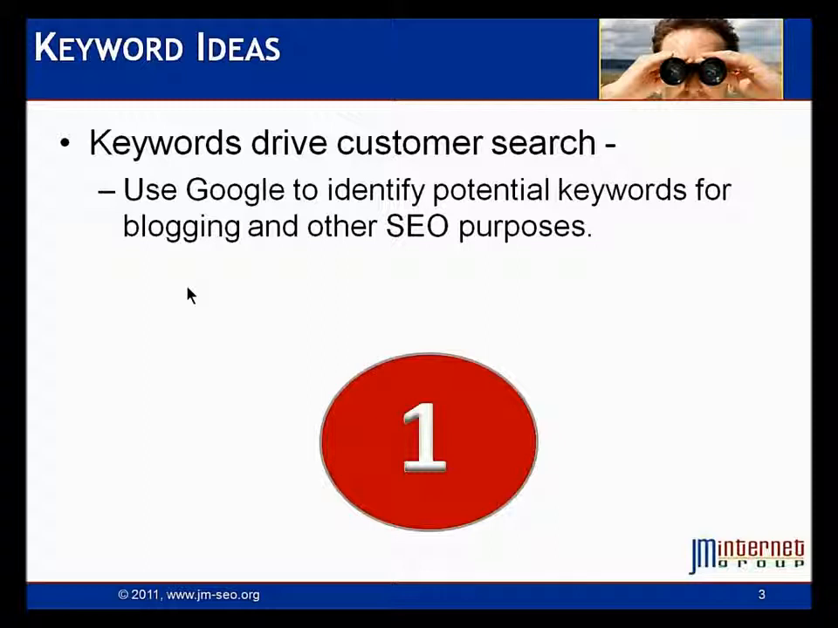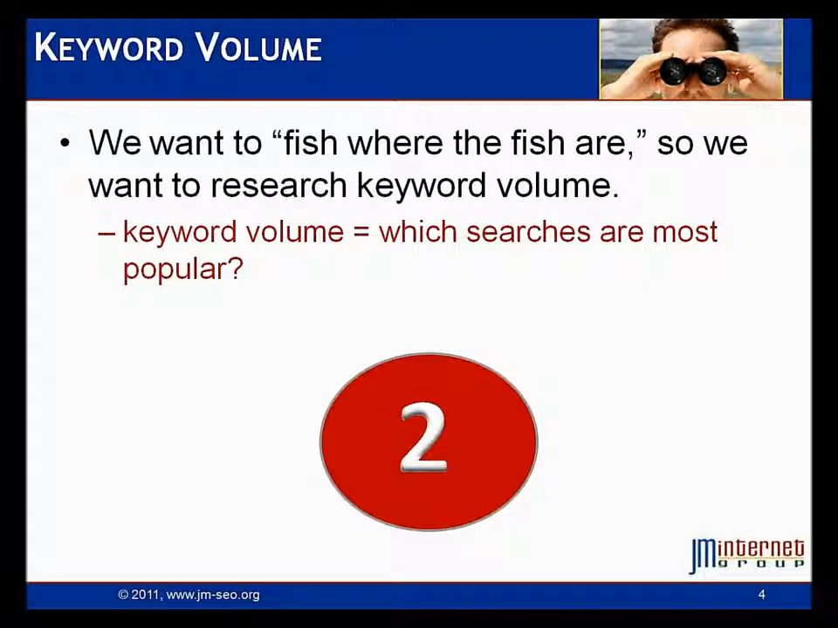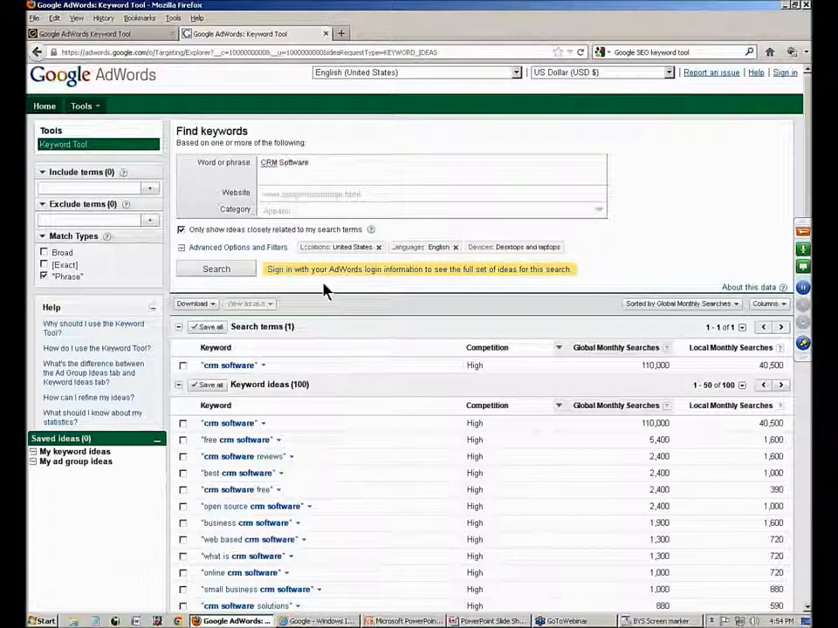So we're going to use Google. We're going to look at related searches. We're going to go to the keywords tool, and we're going to get all the different variations in how somebody searches. Number two, we want to fish where the fish are. We want to optimize on heavy volume keywords. What are keywords that are the most popular? So we want to understand volume. This is a great tool for understanding volume.